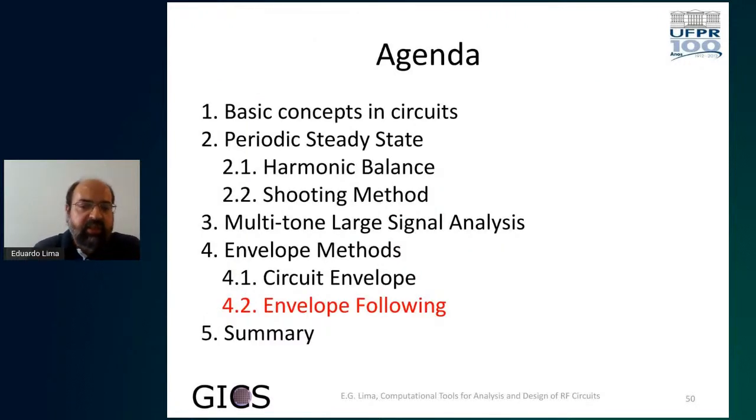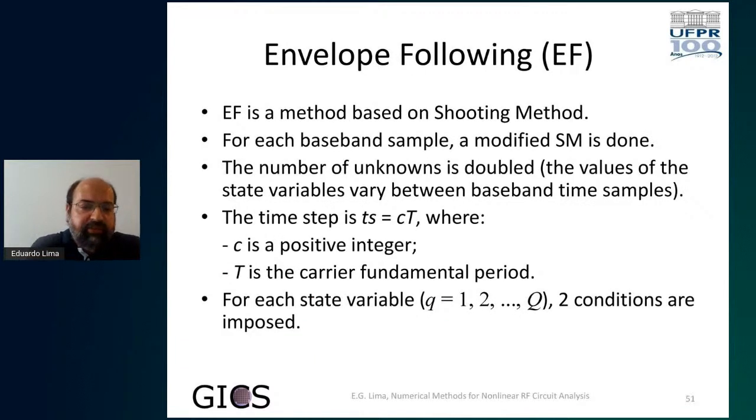The envelope method can also be implemented using envelope following. The envelope following is a method based on the Schutte method. In particular, for each baseband time sample, a modified Schutte method is performed. In such modified Schutte method, the number of unknowns is doubled in relation to the original Schutte method. This happens because now the state variables have values that change between consecutive time samples.